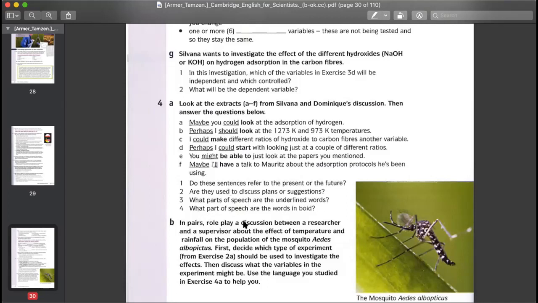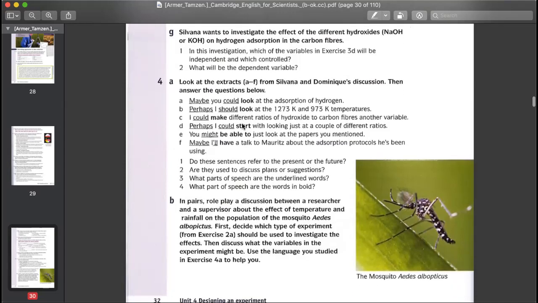The last question, what part of speech are the words in bold? We have look also, make, start, be able to, have. Of course, they are infinitive verbs. Infinitives are usually the verb in its original form without to. The verb without to. Look by itself is of course an infinitive verb.